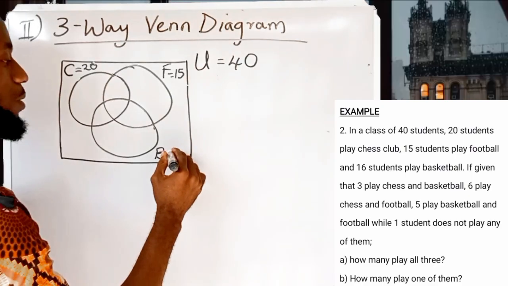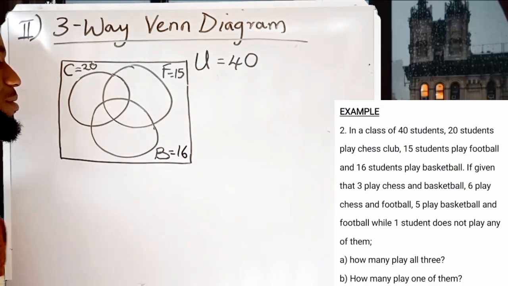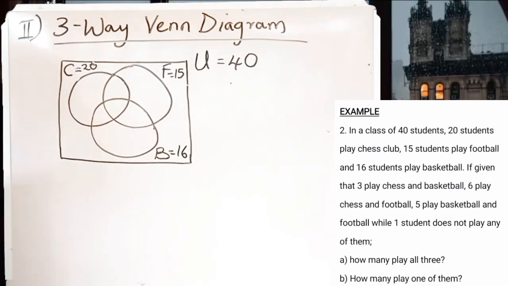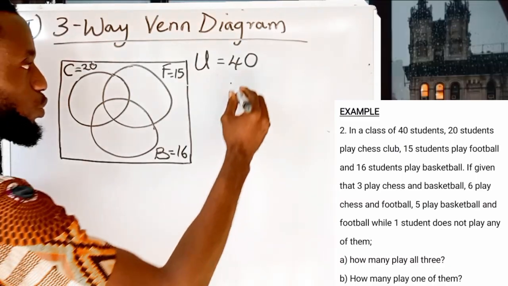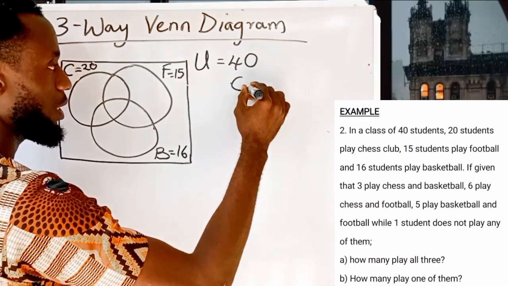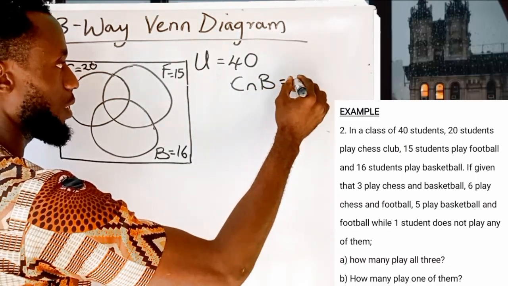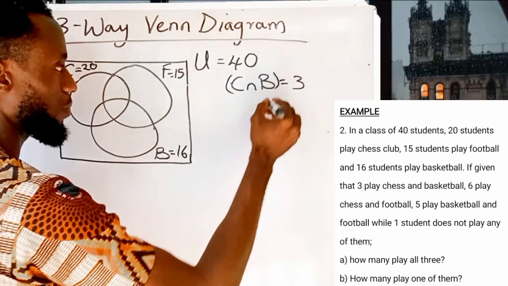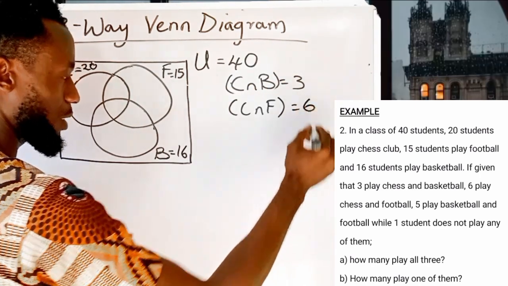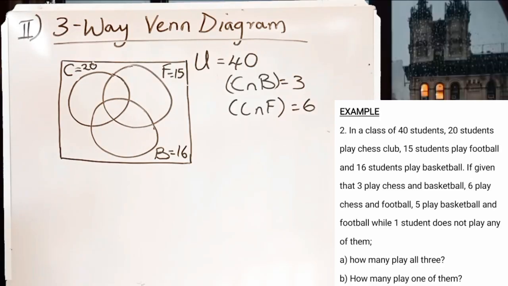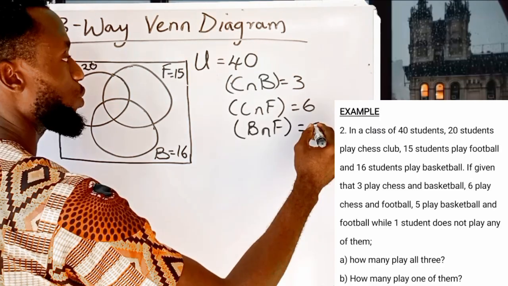So basketball is 16. Good. Okay, then it went ahead to give us the values of those in two clubs. 3 members are chess and basketball. So C intersect B, 3. 6 are members of chess and football, are 6. 5 are members of basketball and football, was 5.